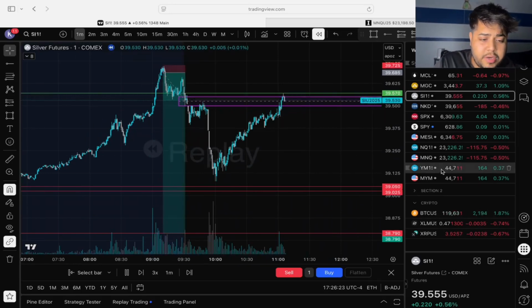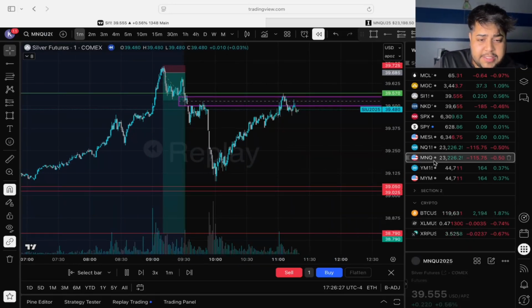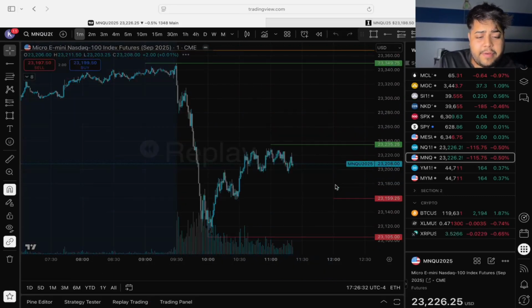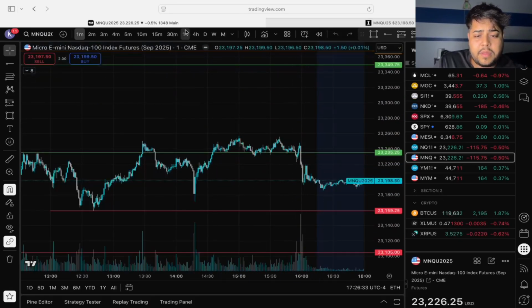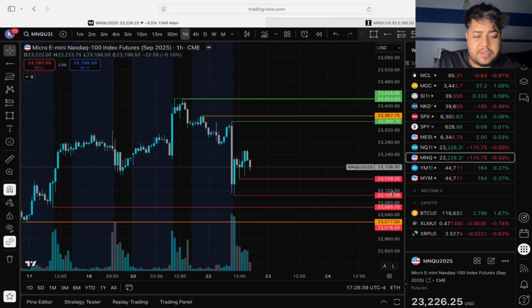I just trade liquidity levels, and that's it. That's pretty much it. Liquidity levels, and then I look for a fair value gap below the liquidity sweep, and then basically that's it.